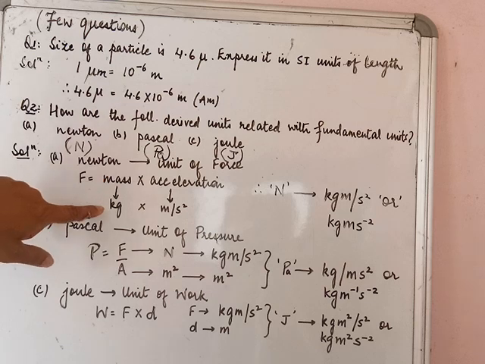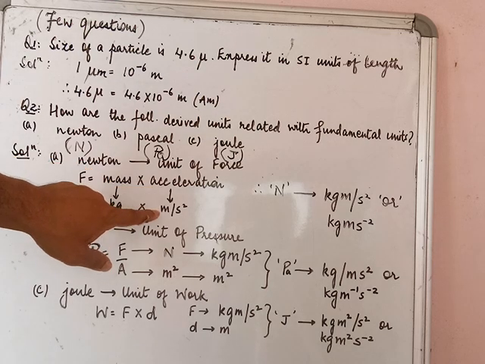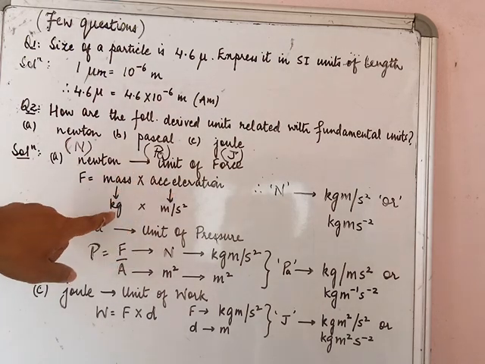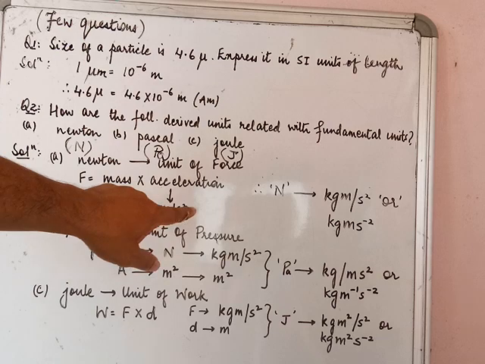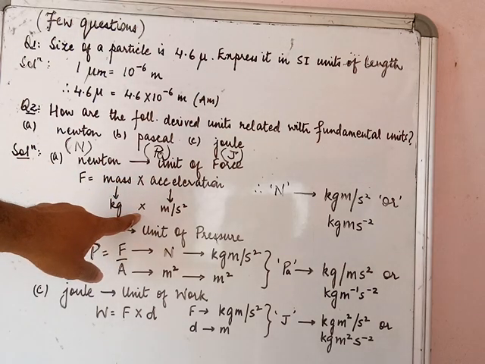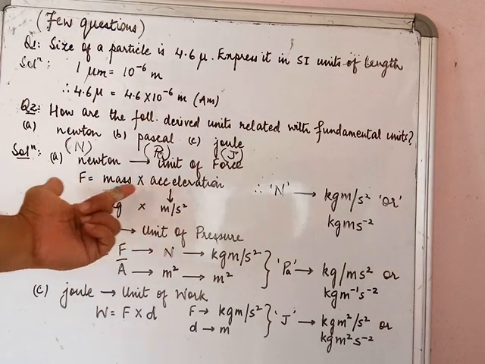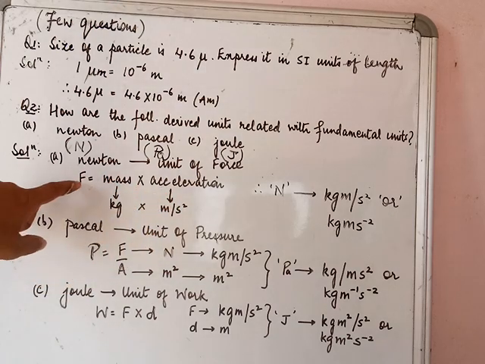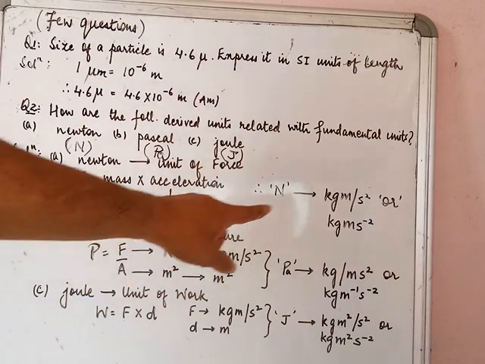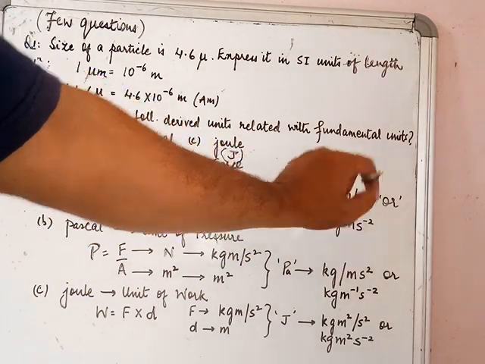The SI unit of mass is kg, if you remember, we have just studied that in the previous few lectures. Acceleration unit is meter per second square. Now if you see carefully, this kg, this meter, and this second, these are all fundamental units. Going by the formula, there is a multiplication sign, so when we combine the units, the overall unit for force will come out to be kg meter per second square.